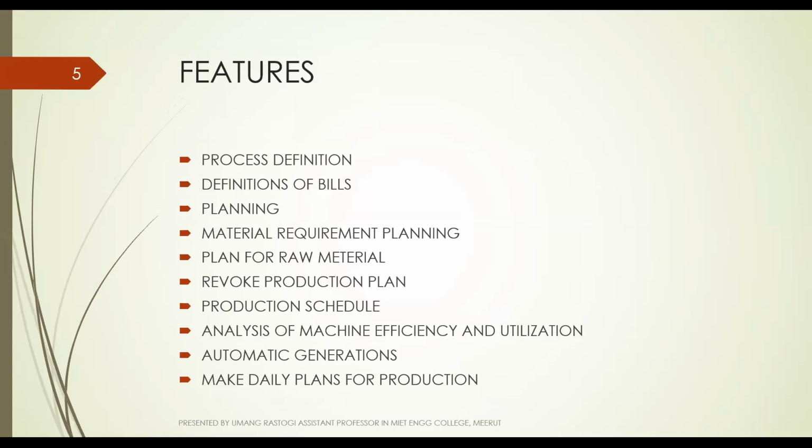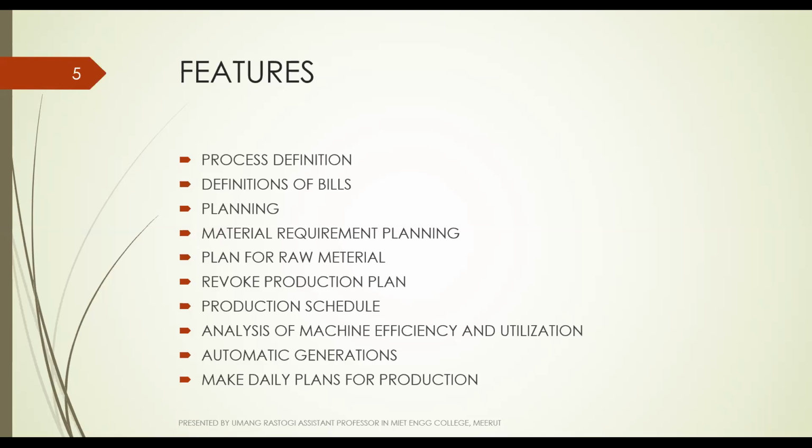The features are: process definition with inputs, outputs, byproducts and overheads. Definition of the bills of material for all products up to any number of levels. Planning based on customer-wise production advice and sales forecast. Material requirement planning, MRP, based on machine capacity and availability, machine efficiency, raw material availability, and lead time, giving feasibility quantity for production. So all these things come under production planning.